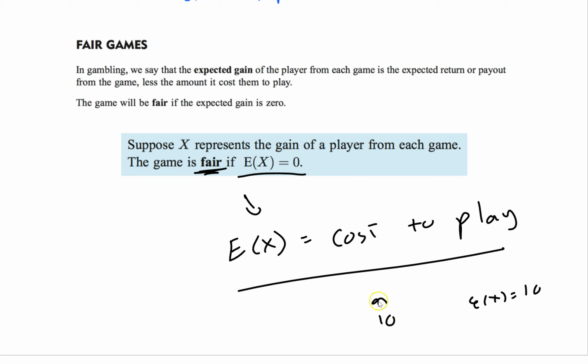If it's the other way around, it only costs $2 for the game, but you make $10 on average, play that game like crazy. Just keep voting for Mudlark. But that's the general idea of a fair game. The expected value, they say it equals 0, but they really mean it costs to play. So whatever the cost to play, that's what the expected value should be. If that's true, it's a fair game. If the cost to play is lower, then it's unfair in your advantage. If the expected value is lower than the cost to play, then it's unfair to the house.